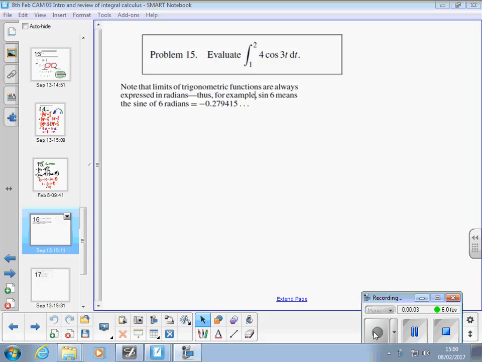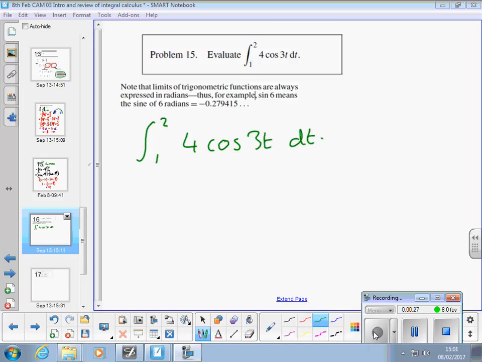Linking back to where we finished off earlier. Evaluate the integral between 2 and 1 of 4 cos 3t dt. What's the important thing here to remember? Yeah, angles, sine and cosine functions, angles for calculus must be in radians.